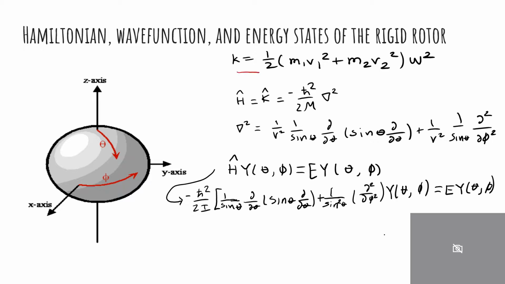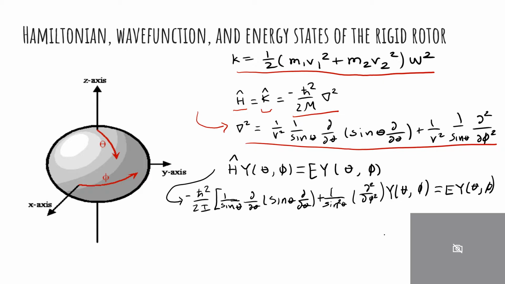Now that we know the kinetic energy of the rigid rotor, we can calculate the Hamiltonian of the rigid rotor. As you know, the Hamiltonian consists of both the kinetic energy and the potential energy. Since the rigid rotor does not have any potential energy, the Hamiltonian consists of only its kinetic energy operator, which is equal to negative h bar squared over 2 mu times the Laplacian operator. Since the system has a natural center of symmetry, we go from using Cartesian coordinates to spherical coordinates. So then our Laplacian operator is equal to this.